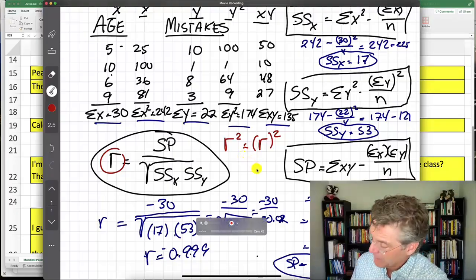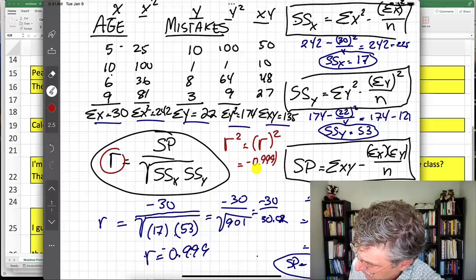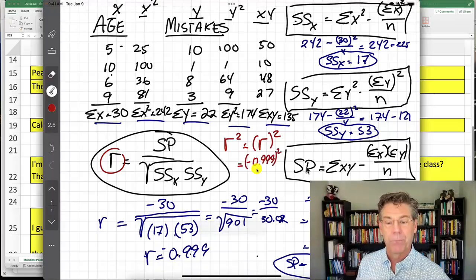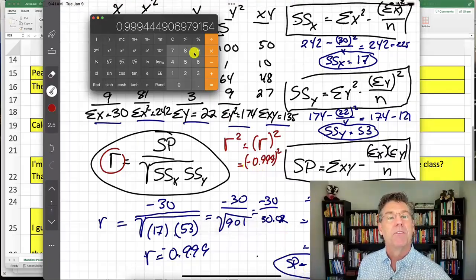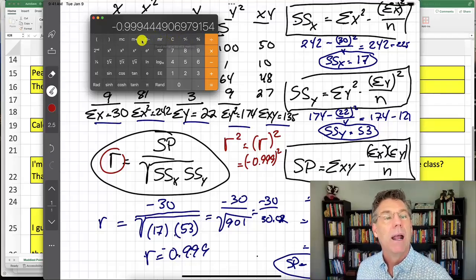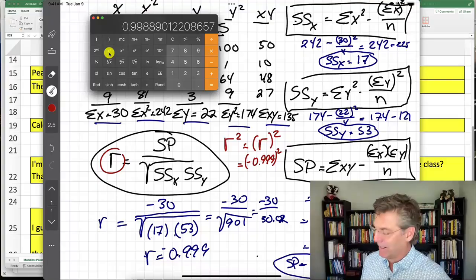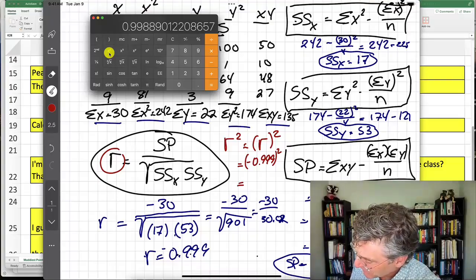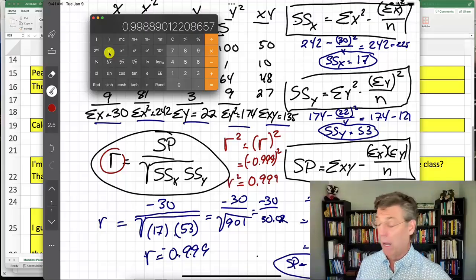In our case, it would be negative 0.999 squared. So let me do that calculation here. There it is, and let me change it to a negative. So it's a negative 0.999444, etc. Then I'm going to square that. So click squared, and it's 0.999. So it turns out that our r squared is 0.999. Now, r squareds are always going to be positive because you're squaring.